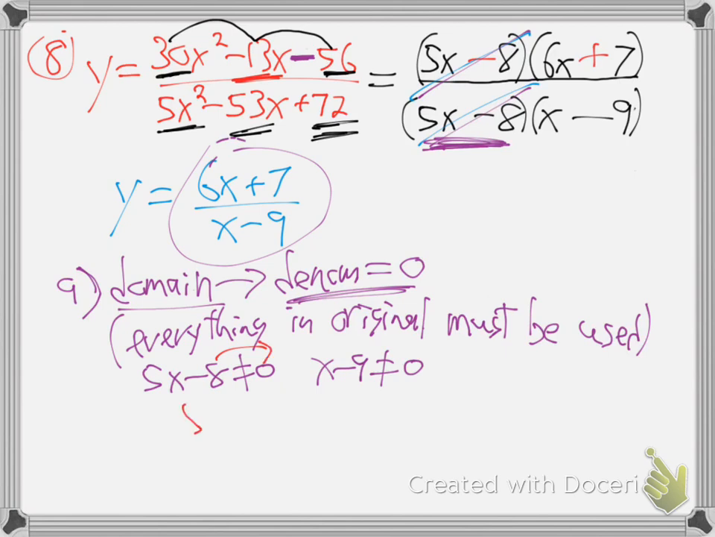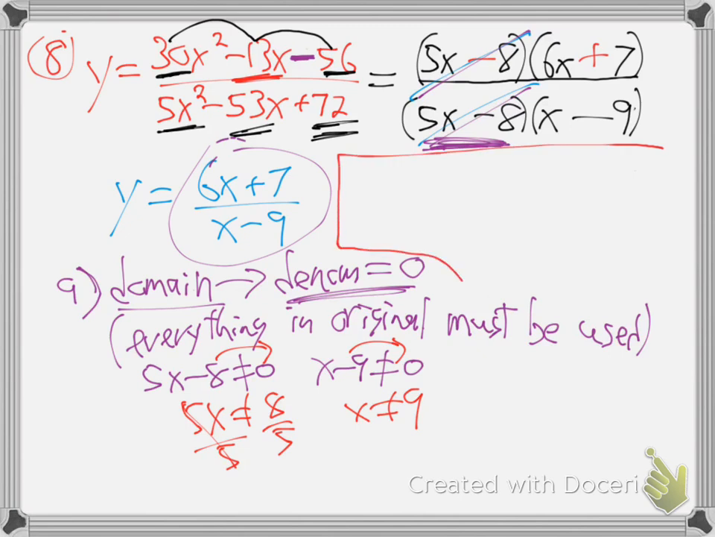So the 8 has got to jump over there, divide by 5, and the 9 has got to jump over there. So both of those are not allowed for the domain. But now that we've done that, I'm going to forget about those 5x minus 8s when it comes to the vertical. Now that's the part the student was asking about: why can we suddenly skip it?